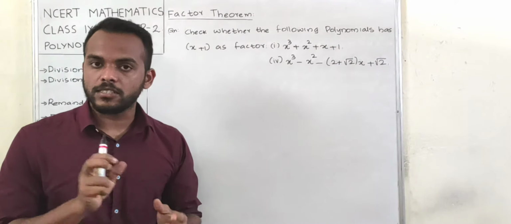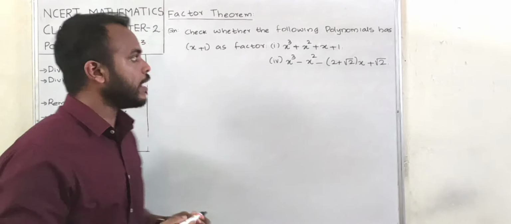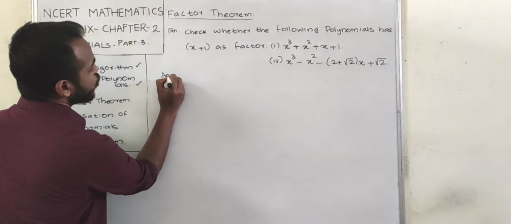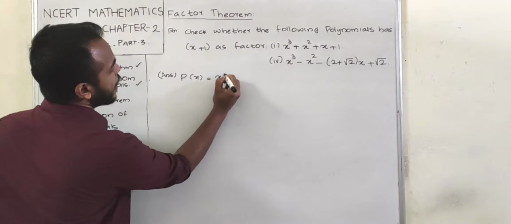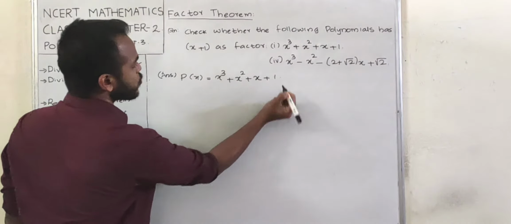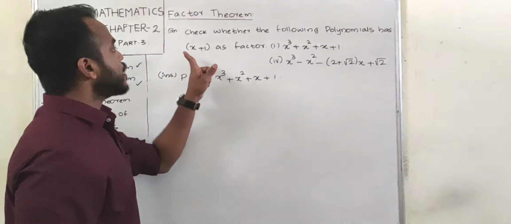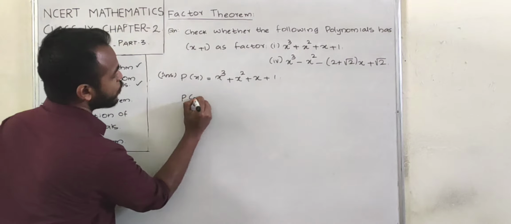If you get the remainder as 0, it's clearly a factor. If not, that's not a factor. Let's see. First of all, write the polynomial that is given to us. In the first question, the polynomial is x cube plus x square plus x plus 1. Now, we need to check whether x plus 1 is a factor. For that, we need to find the value of P of minus 1.